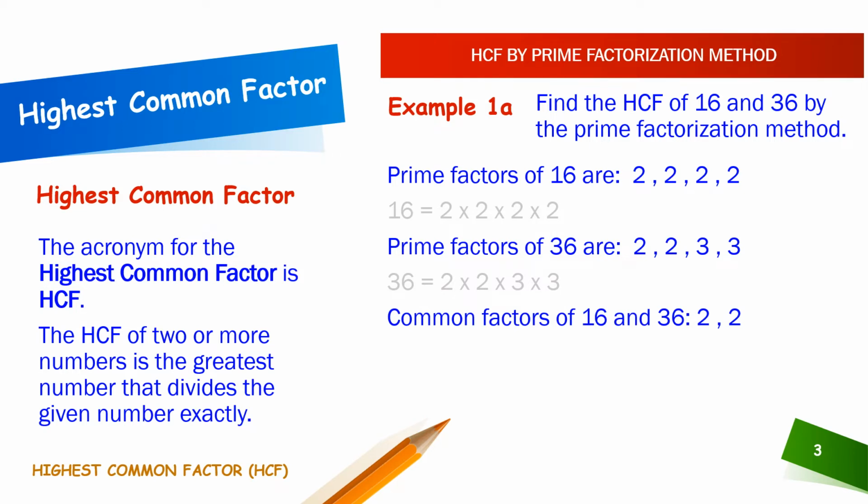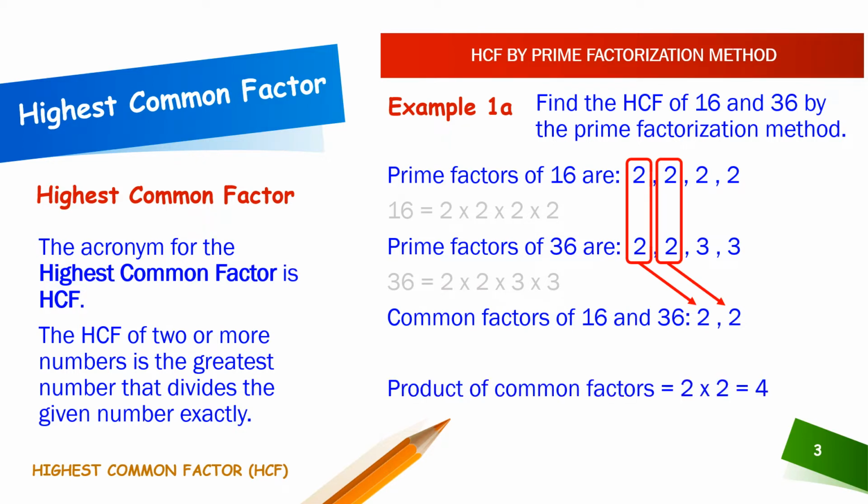The common factors of 16 and 36 are 2 and 2. Therefore, the product of the common factors is 2 times 2, which is 4. Therefore, the highest common factor of 16 and 36 is 4.